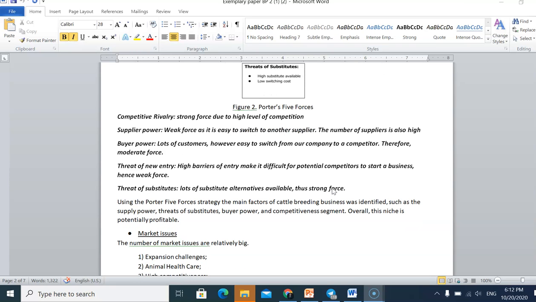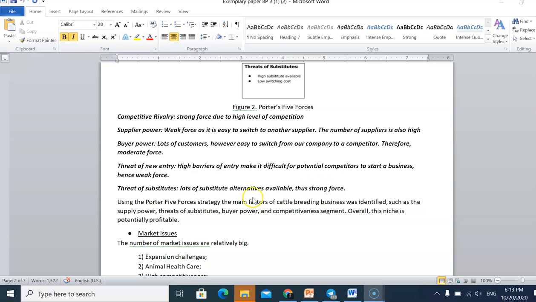Now, the threat of substitutes. You should not confuse substitutes and competition. When we say that someone is a competitor, that means they're actually trying to take away your customer, and they're offering something very similar, if not the same. However, in the case of a substitute, this is a completely different thing.